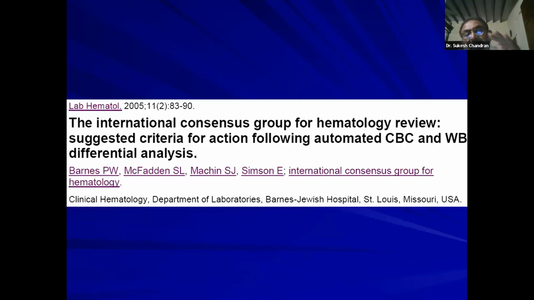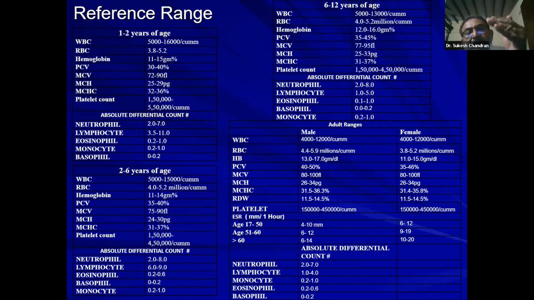So you must realize that I will not see slides in any of these patients because the information of the cell count is very definitive. And there are international guidelines on when to see a smear and when not to see a smear. Make sure that whenever you are establishing a guideline for reviewing a slide, you should have reference ranges. India doesn't have reference ranges for cell count or hematology.